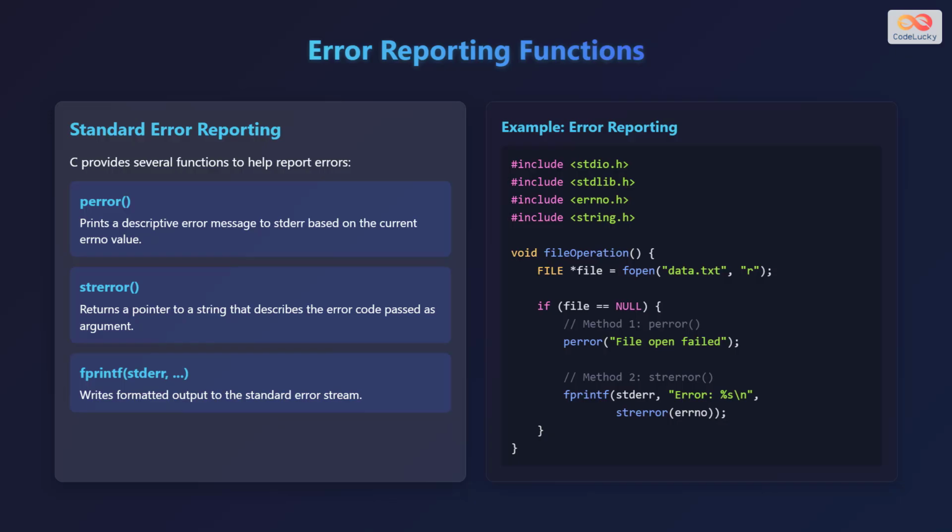In this example, we have a function that attempts to open a file. If the file cannot be opened, we use perror to print a message to stderr, and we also use fprintf along with strerror to print a formatted error message, providing more details about the error.